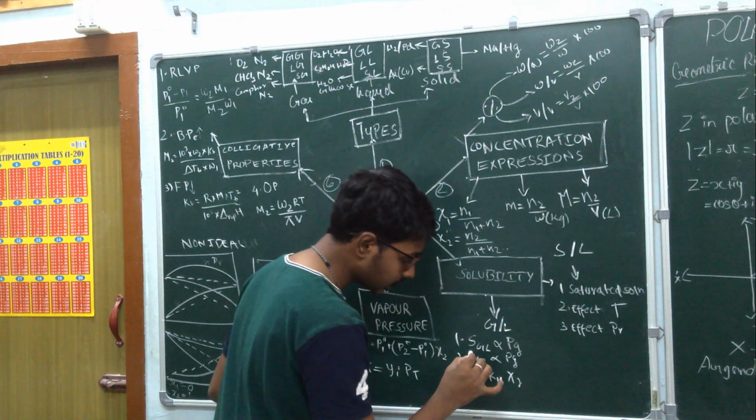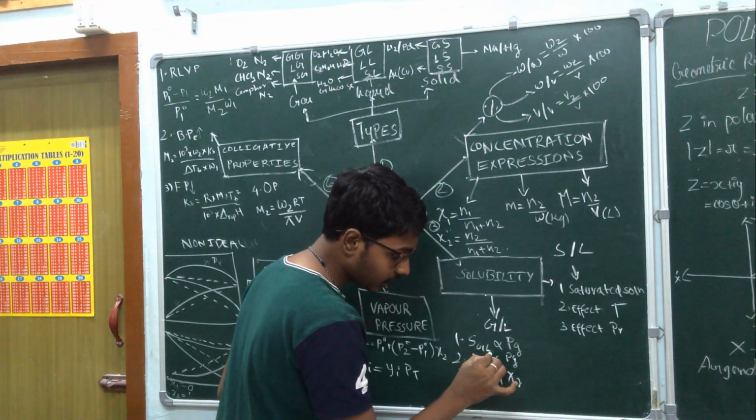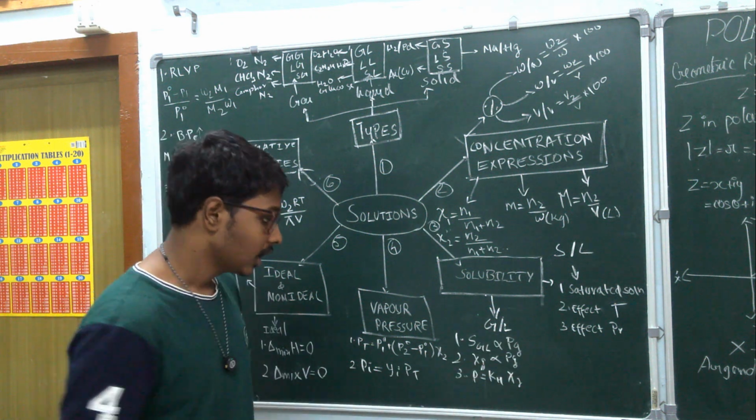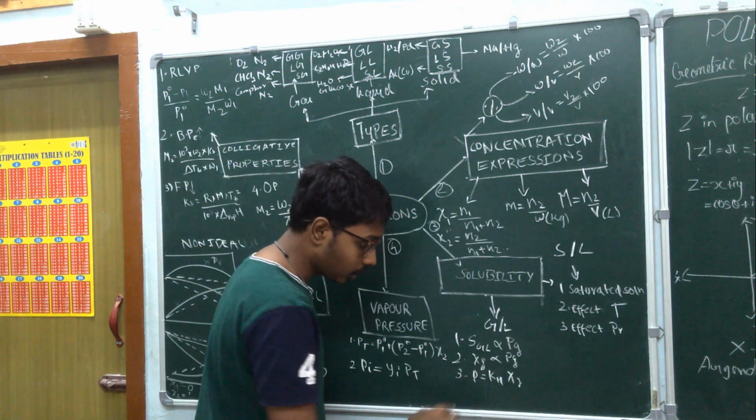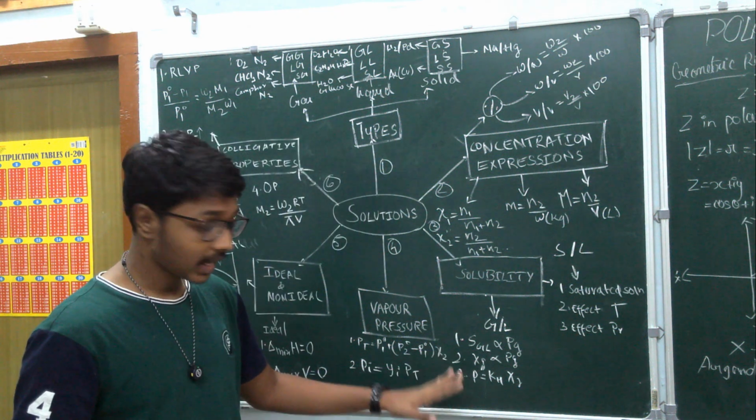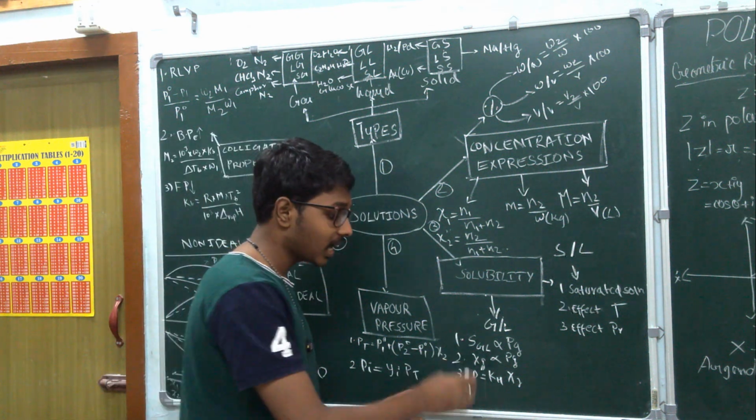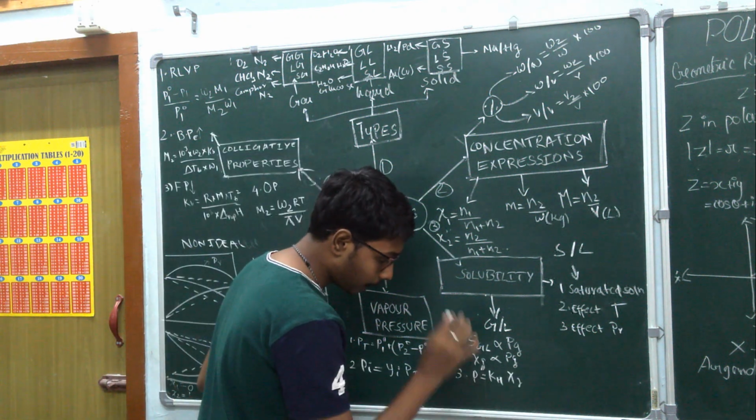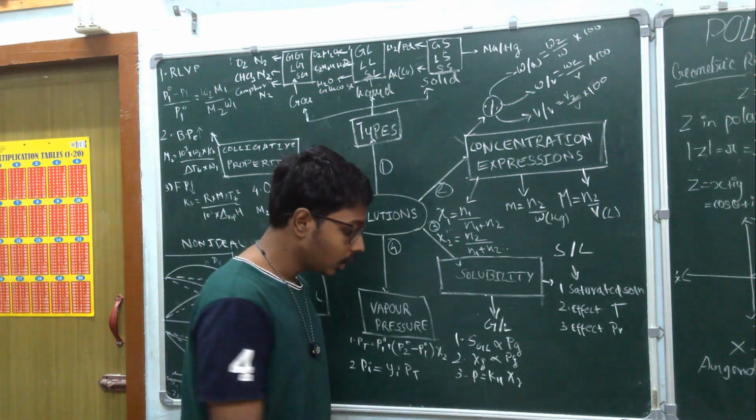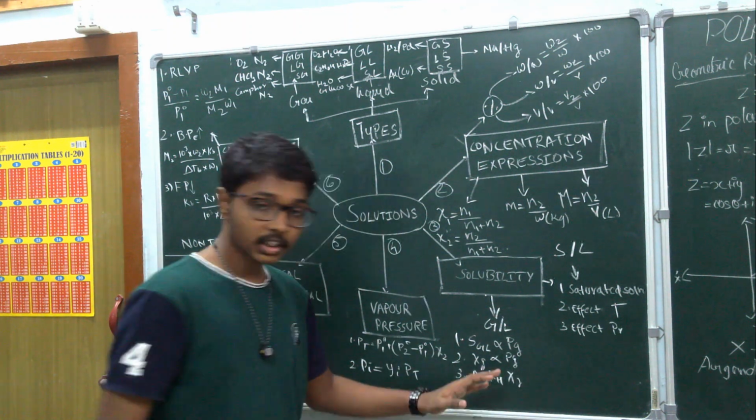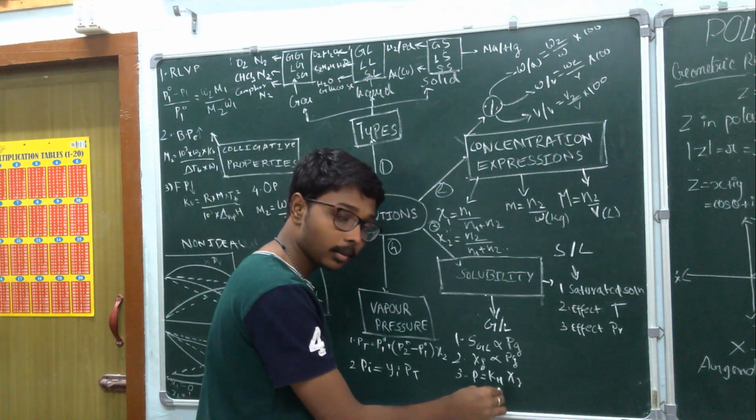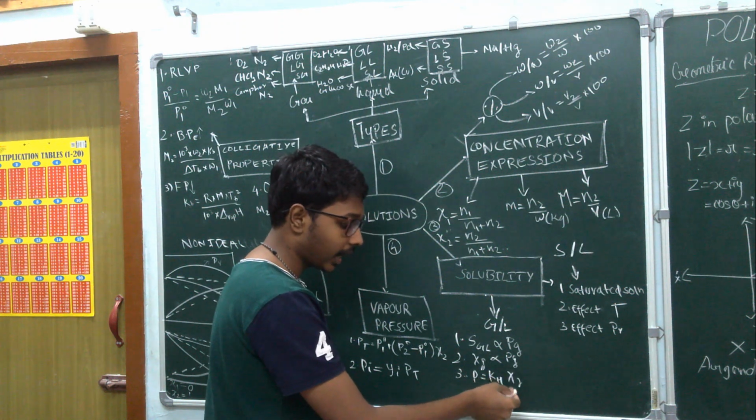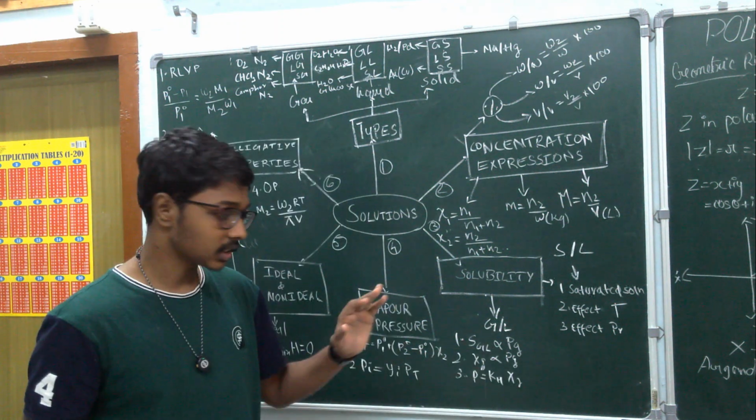Henry's law tells us that the solubility of a gas in a liquid is directly proportional to the partial pressure of the gas. Next, the mole fraction of the gas is directly proportional to the partial pressure of the gas. And lastly, partial pressure is equal to KH into the mole fraction of the gas, where KH represents Henry's constant and xg, that is chi g, represents the mole fraction of the gas.